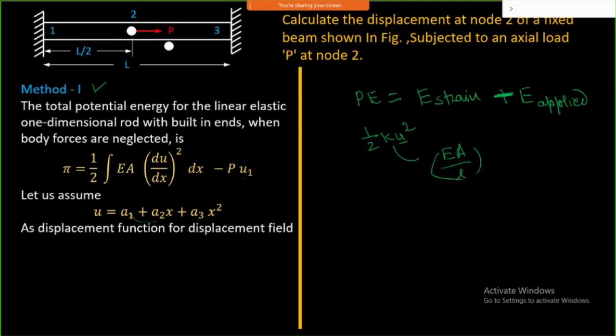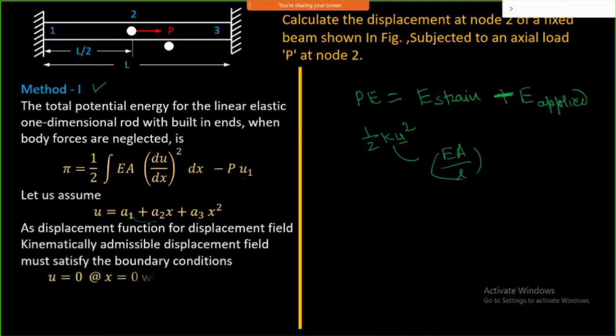Left side, that is point 1. At point 1 the displacement is 0. At point 3 displacement is 0. So those we can substitute into this, and we'll get two constant values. One is, once I put u is equal to 0, x is equal to 0 into this, I'll get u1 is equal to 0, a1 is equal to 0.